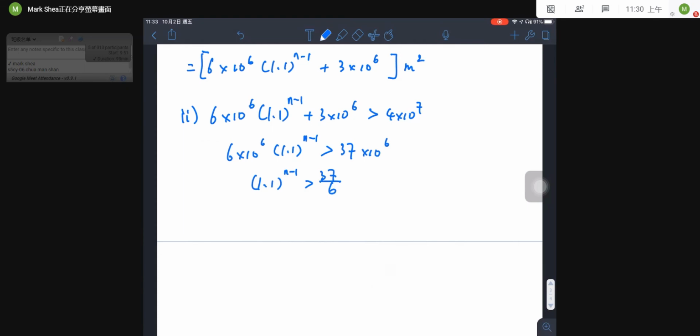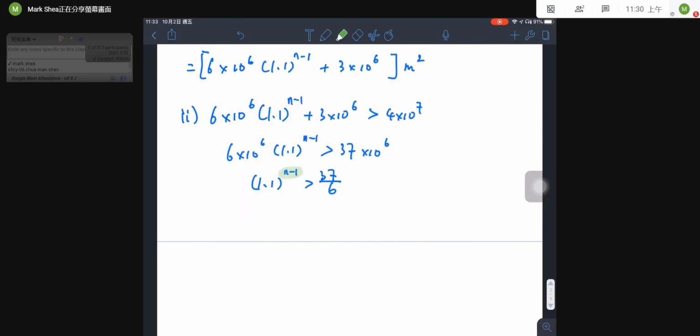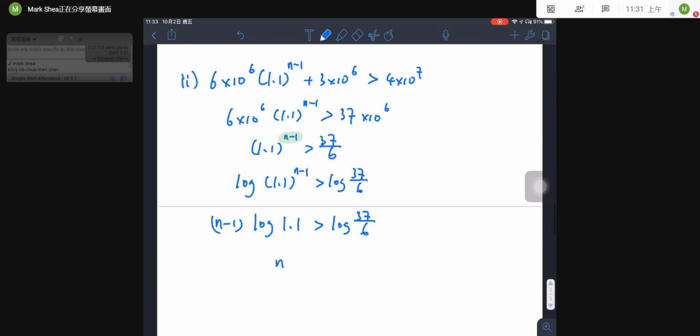And to solve this kind of inequality, because the index here we have unknown n, the best way for us is to take the logarithm. So we have log 1.1 to power n minus 1 is greater than log 37 over 6. So n minus 1 times log 1.1 will be greater than log 37 over 6. So by dividing both sides by log 1.1, then we can have this.